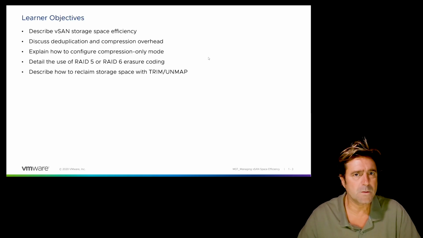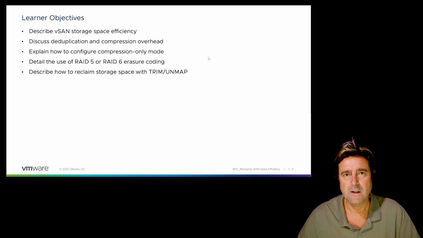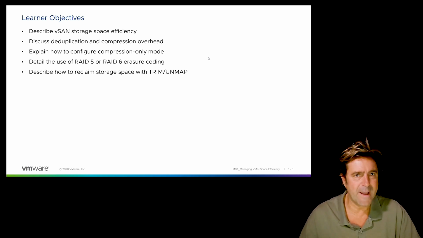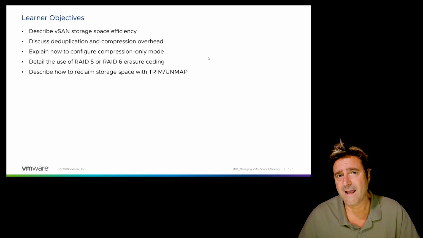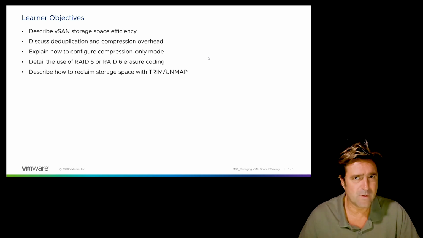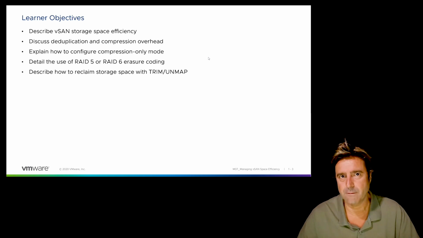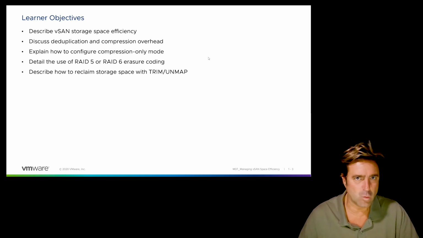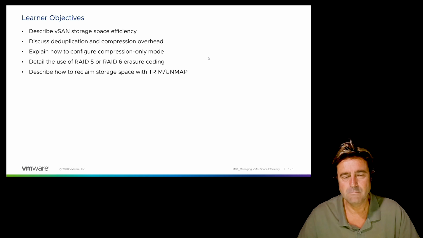Now let's take a look at the goals here. As mentioned, in this particular chapter, number one, we're going to describe all of these features that I just mentioned a second ago. Then we're going to dissect them. First, we're going to start with dedupe and compression. Once again, remember, this can only be enabled if you have the all-flash architecture, just like RAID 5 and RAID 6. After that, we'll talk about why we introduced compression only, and the advantages and disadvantages of one versus the other.